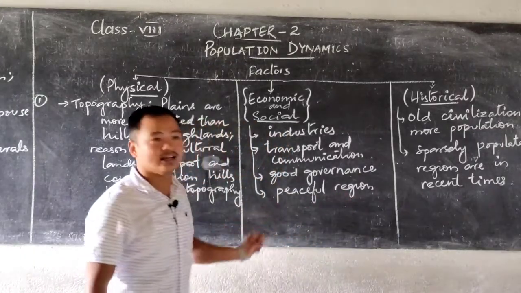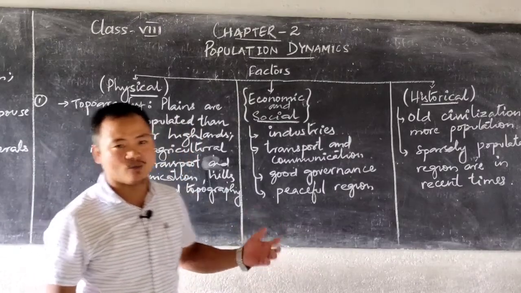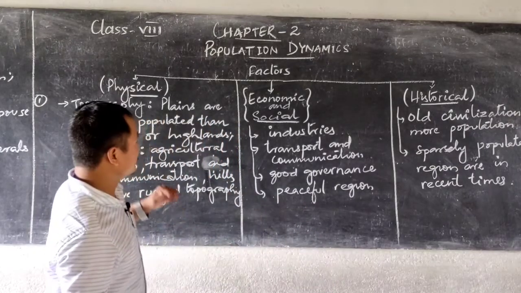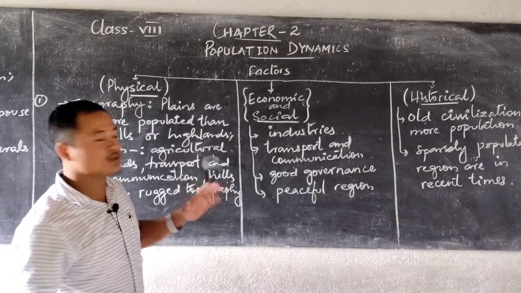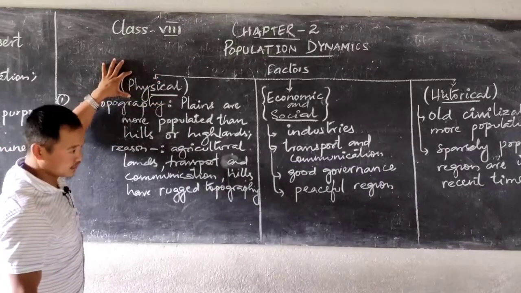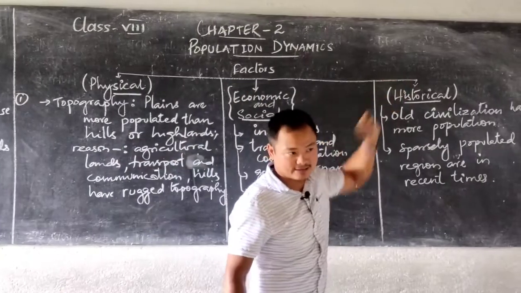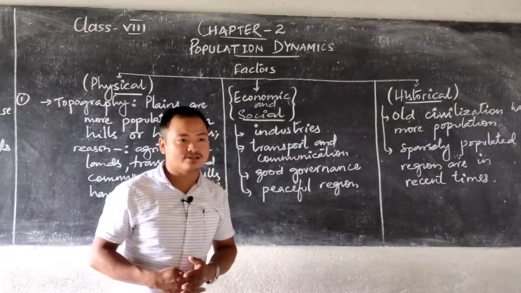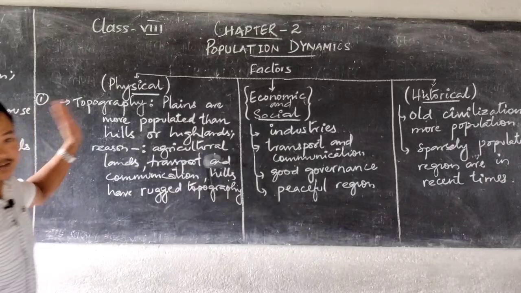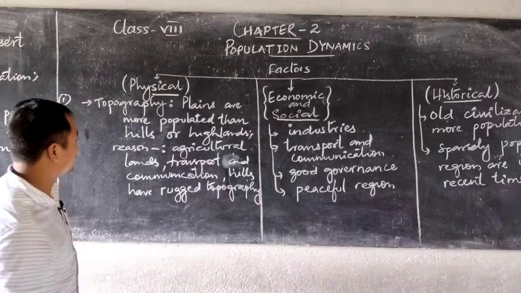As we already learned in our last class, population changes from place to place. So let us discuss now what are the factors that affect the uneven distribution of population. In a broad category, the population distribution is divided under three different heads: physical factor, economic and social factor, and then we have historical factor. These are the three major divisions on which the factors are further subclassified. So let us now first discuss the physical division, the physical factors that affect the population of a place.